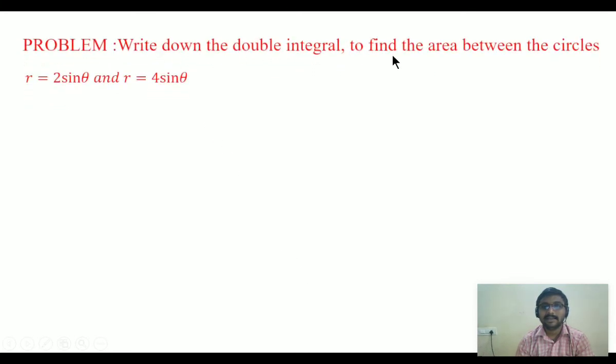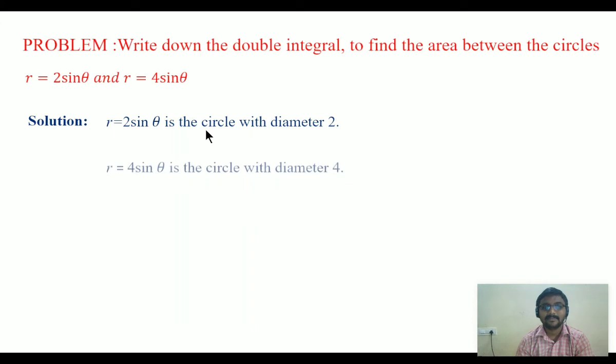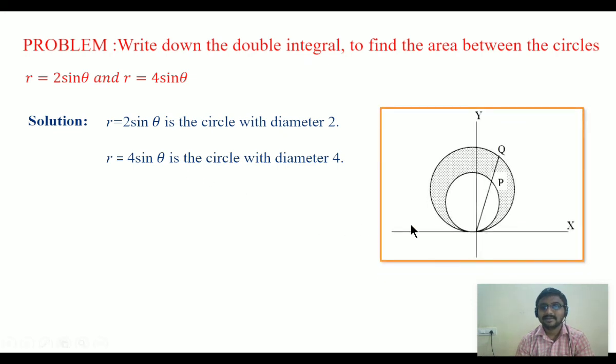Write down the double integral to find the area between the circles. Solution. r equal to 2 sin theta is a circle with diameter 2, that is, the radius is 1 unit. r equal to 4 sin theta is a circle with diameter 4, that means the radius is 2 units. So these are the shapes of the curves: r equal to 2 sin theta is circle P, and r equal to 4 sin theta is circle Q. The dotted area is the shaded area, the required area. This area we have to find out, that is, the area between the circles.